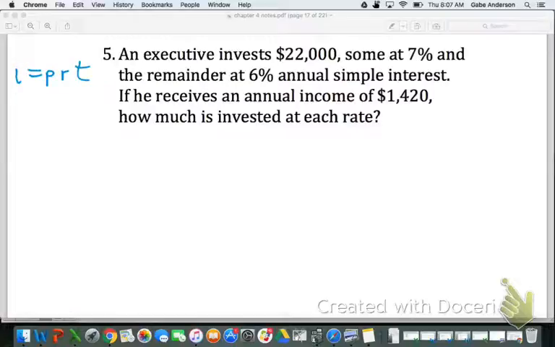Principal. What is principal? It's not how much it goes up at. What did you say, Ben? How much you put in. It's how much you start with, right? It's what you put into the investment.